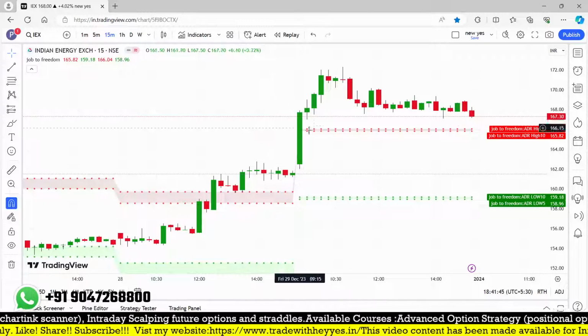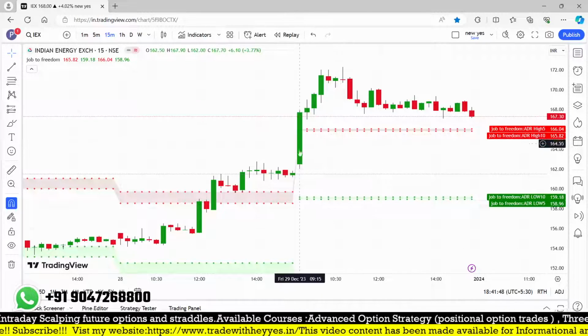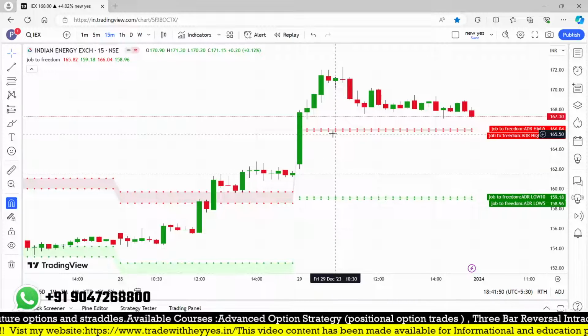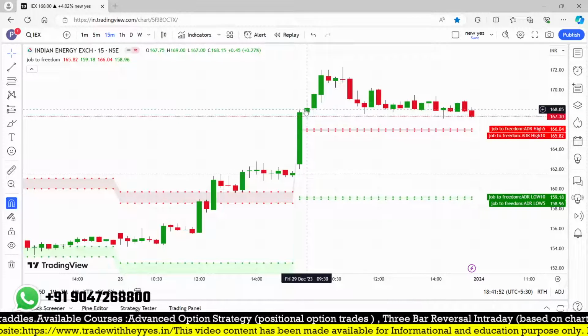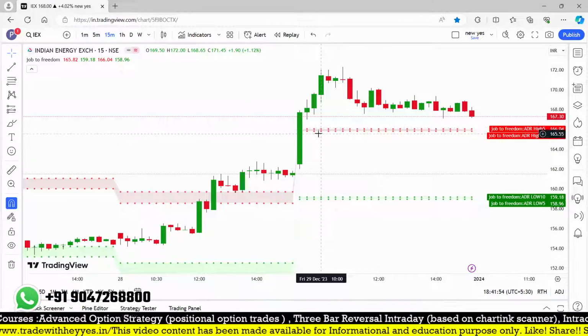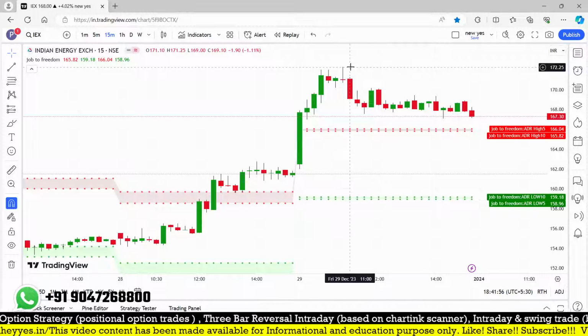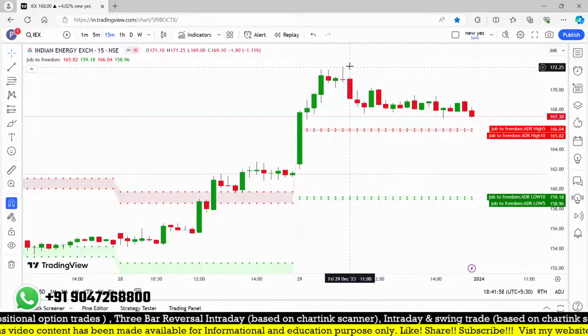So where can I keep a stop loss? Below the level, because in this case the candle low is very far, so I can keep my stop loss at around 65. If I take an entry around 68, that gives me 3 rupees, so I will be exiting from the trade.